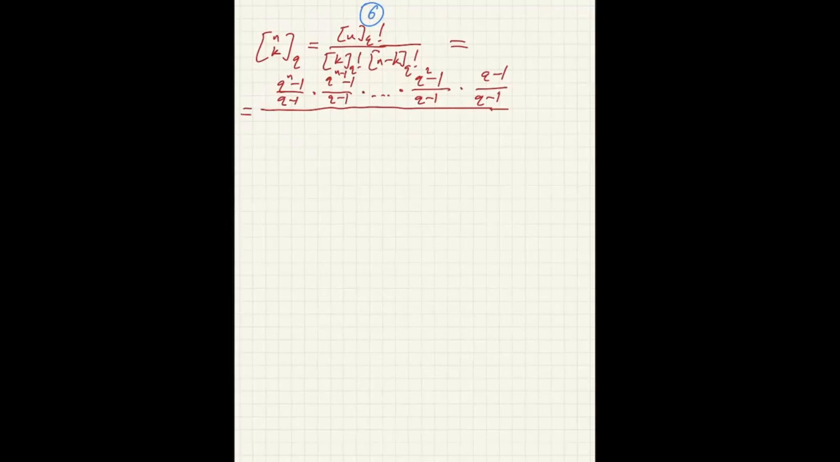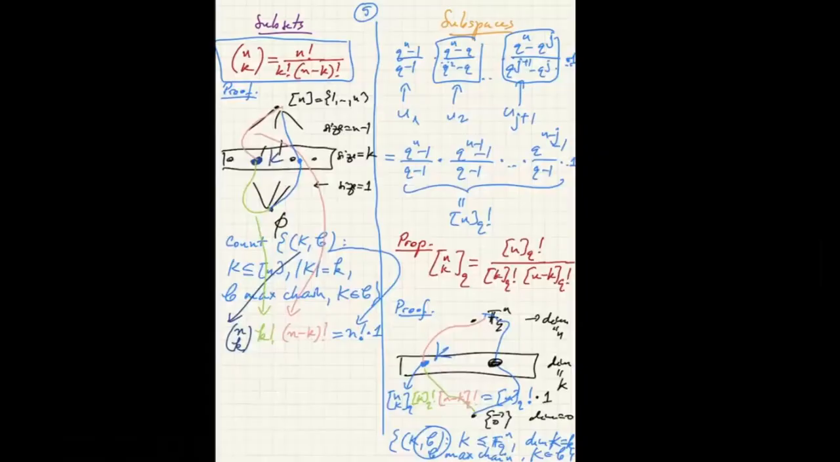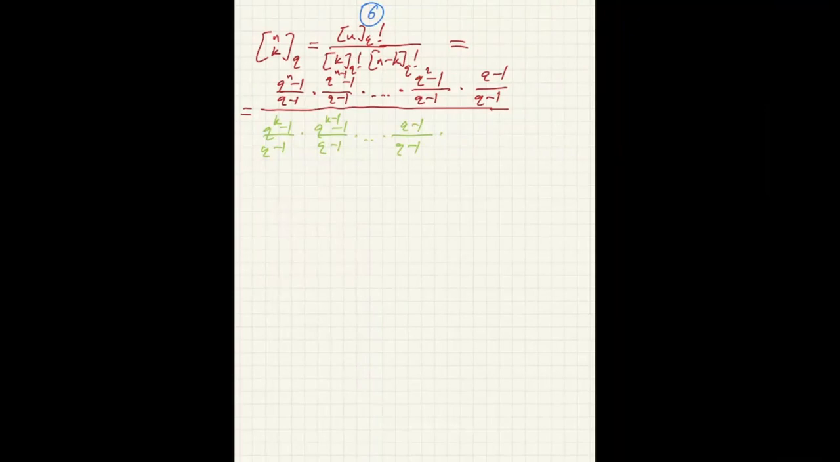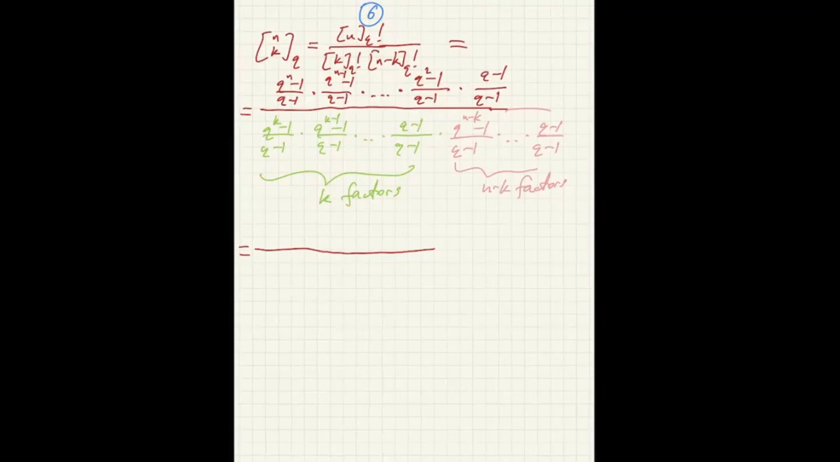And then we have, let me do the color as before, q to the k minus one over q minus one, all the way down, times the other one, what color do we use, pink, q to the n minus k minus one, all the way to q minus one. So here, remember, n minus k factors, on the top there are n factors. And you can simplify things a little bit. So we can get rid of the green part or the pink part, whichever one you prefer. But if we get rid of the pink part and the q minus ones in the denominators, we are left with what?